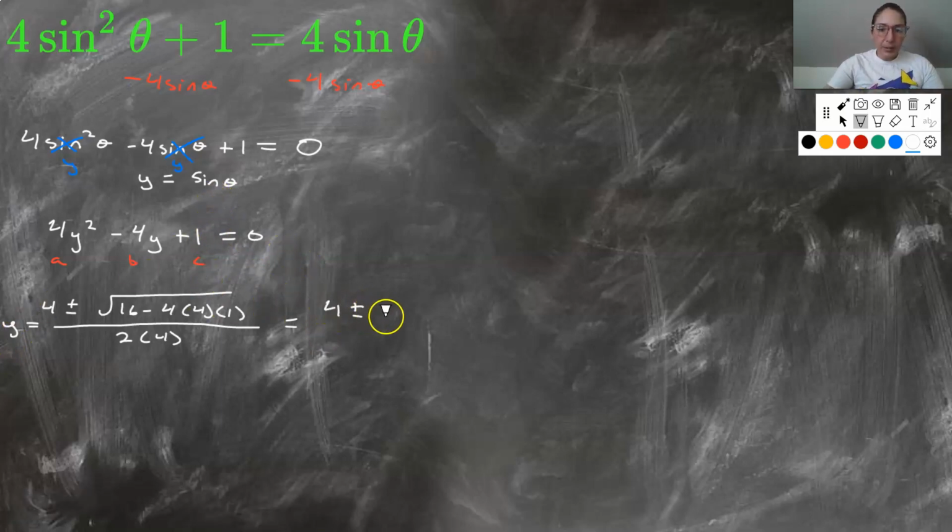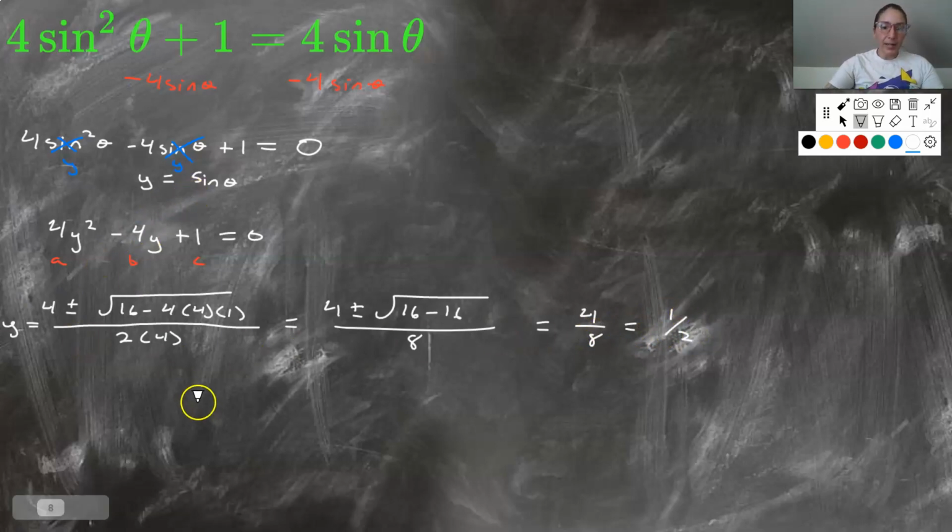So that's going to be 4 plus or minus the square root of 16 minus 4 times 4 is 16 times 1 is 16. 16 minus 16 ends up being a 0. 2 times 4 is 8. 4 plus or minus 0 is still 4. So this is 4 over 8, which is 1/2.